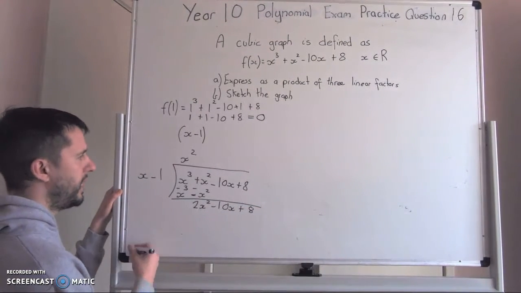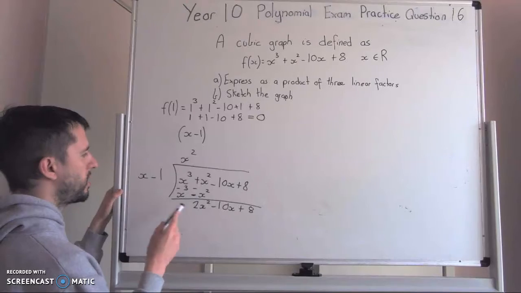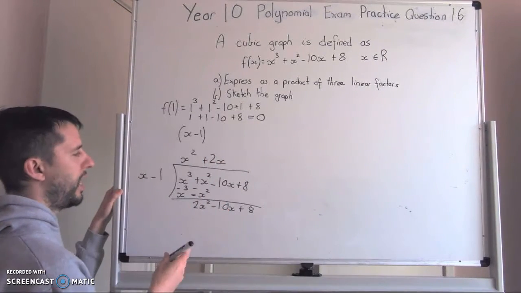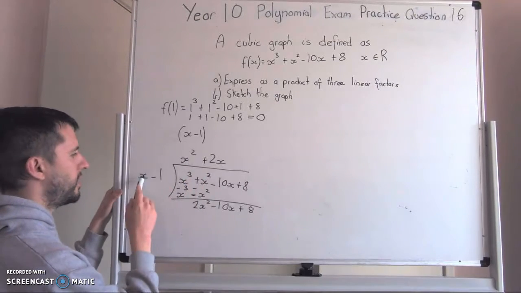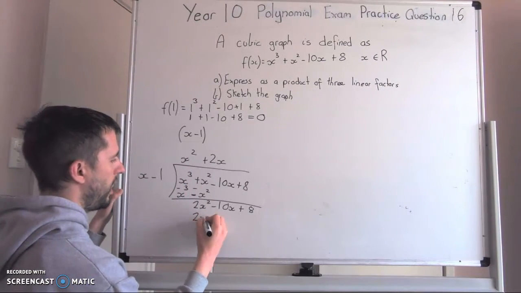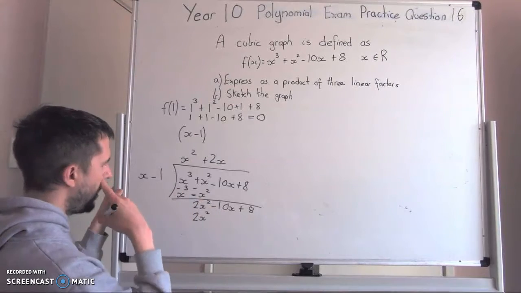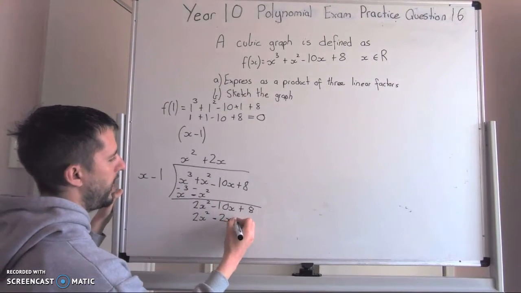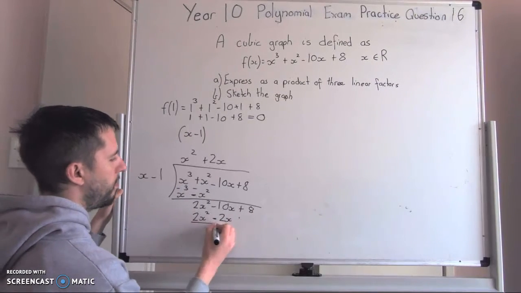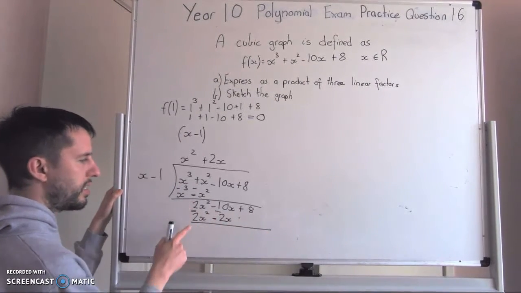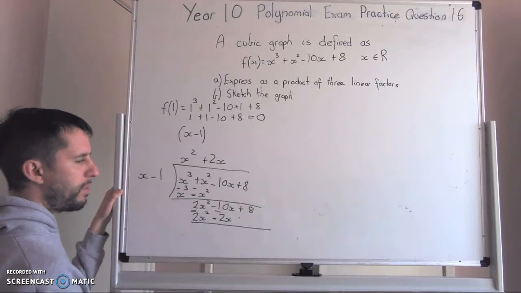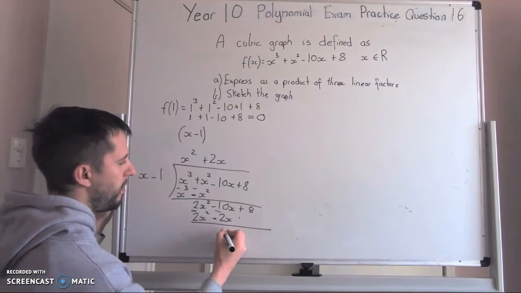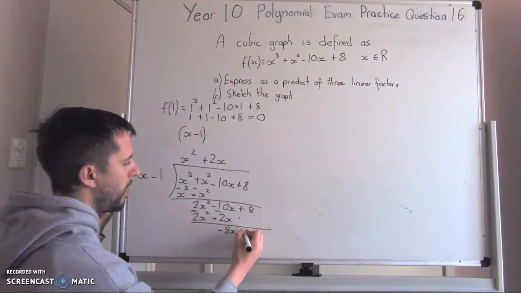The next step is again dividing by x. 2x squared divided by x gives me 2x. I'll work the opposite way. 2x times x is 2x squared. And then I go 2x times negative 1 is negative 2x. I need to take these away. This cancels out, and a negative becomes a positive. So negative 10x plus 2x equals negative 8x plus 8.